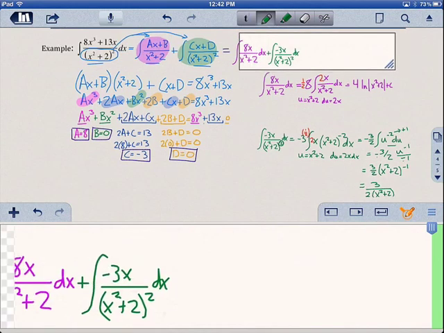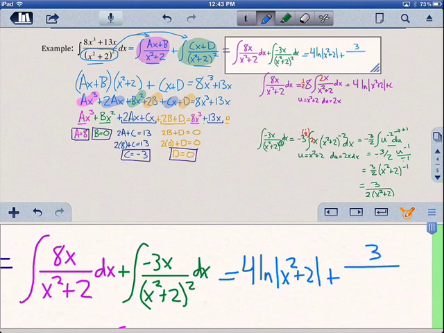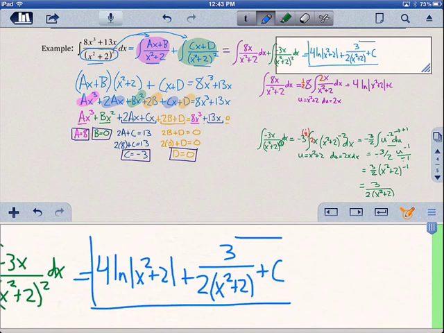So now we'll just go ahead and write our final answer. It's going to be 4 ln absolute value x squared plus 2 plus 3 over 2 times x squared plus 2 and plus c. And there we go. So that is how to deal with partial fraction expansion with repeating quadratic factors.